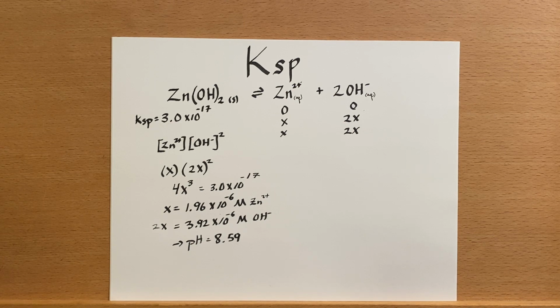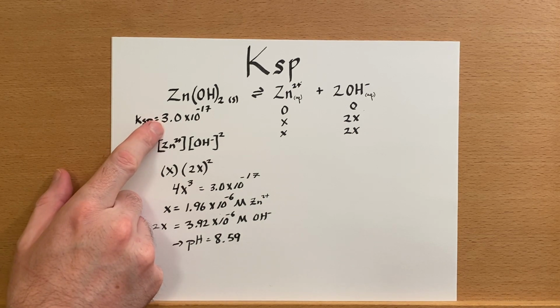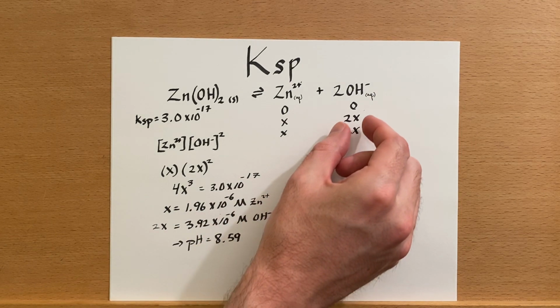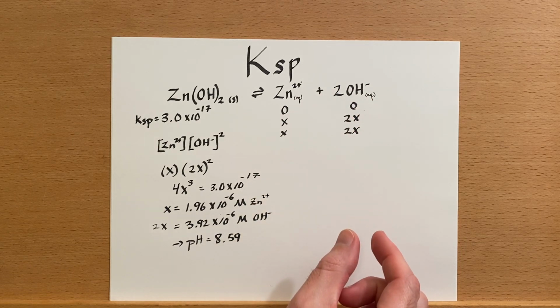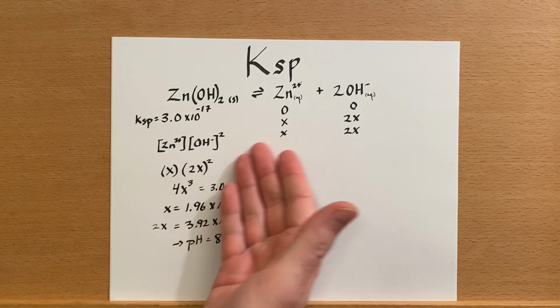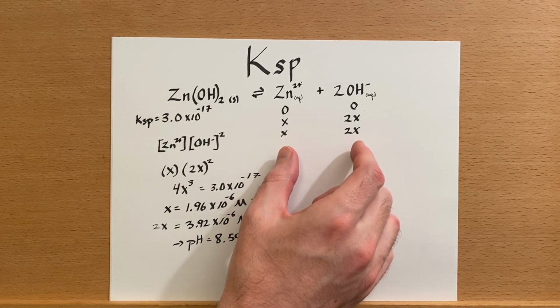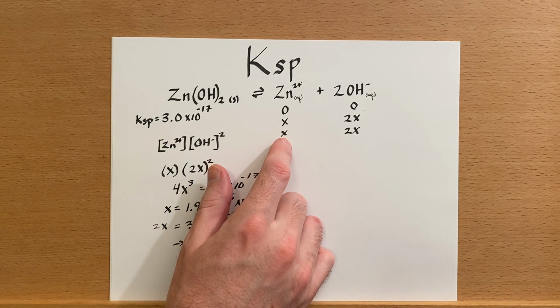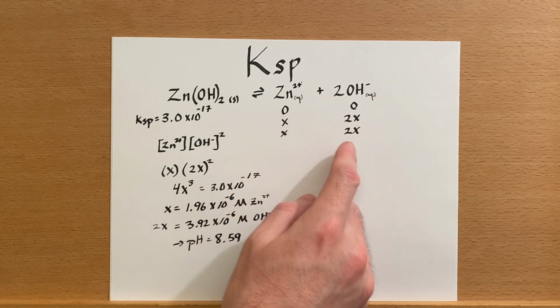Now, we don't expect it to be very basic because, again, the KSP is quite small, so very little of this is dissolving. One of the things that we could do to make this particular salt dissolve more would be to add acid to it. And if we did, that would effectively remove the hydroxide from solution, and that would drive the equilibrium forward because it would need to replace what was lost over here. That would increase the amount of zinc in solution as we're using this up.